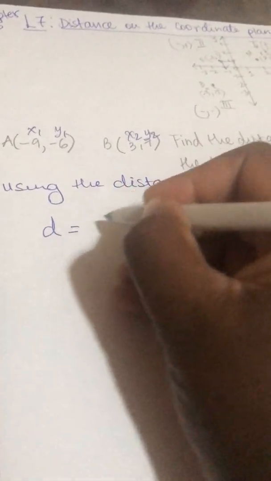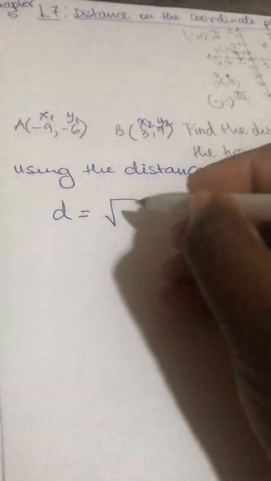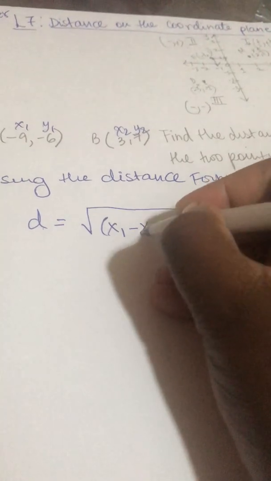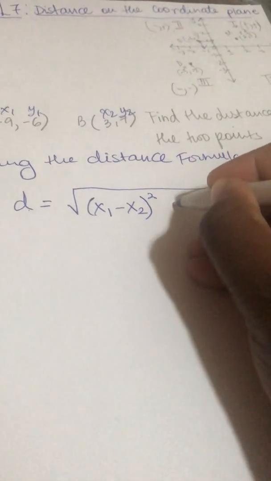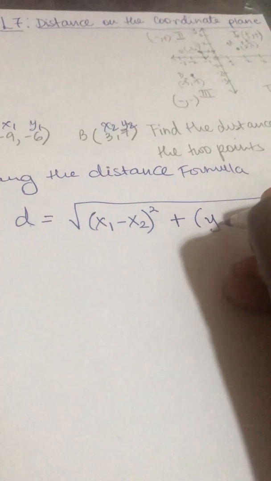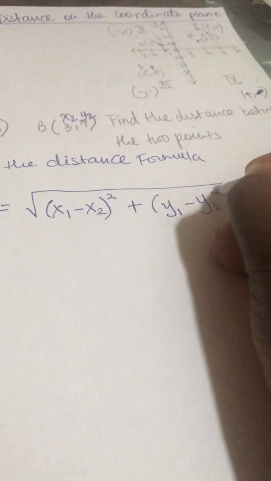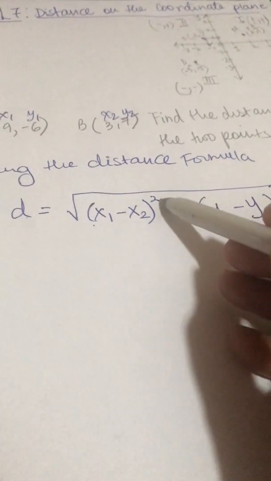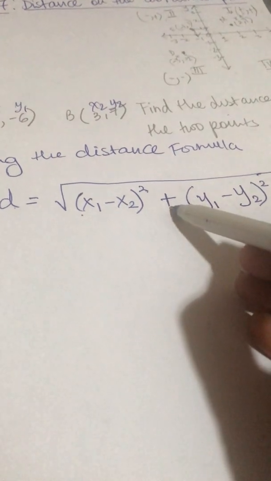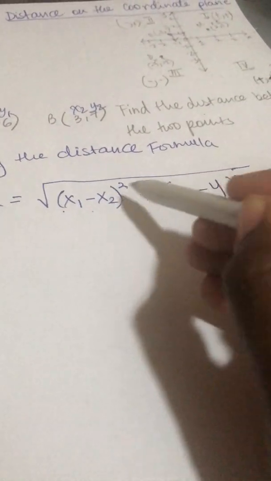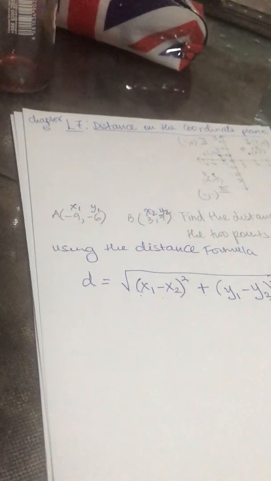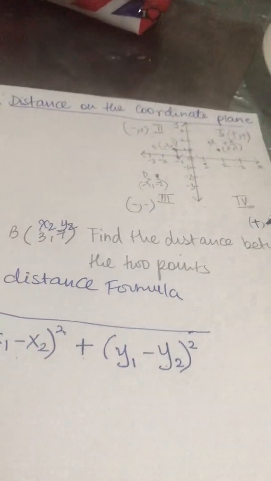The distance formula says d equals the square root, d meaning distance, of (x1 minus x2) squared plus (y1 minus y2) squared. The brackets are important. The square is important. The plus is important. You minus inside the bracket. Okay? That is the distance formula. If you write it wrongly, that's your problem.